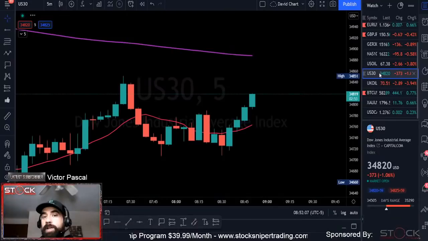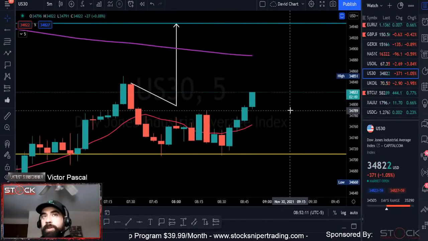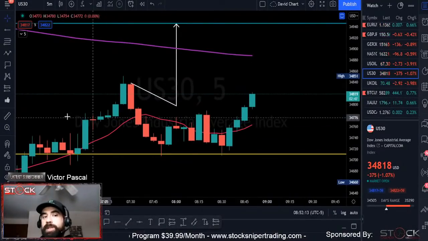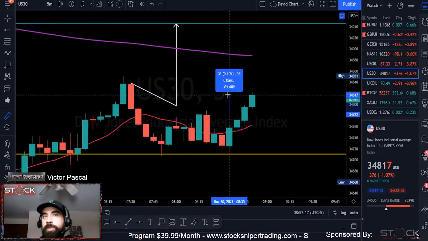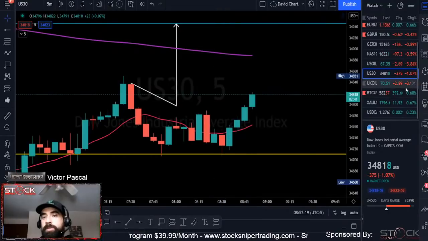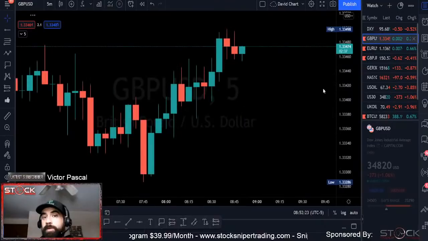The US 30, guys, you're welcome. Members, I told you to hold your trade. This thing is now running. Even if you got in from the neckline break, you're up about 30 pips. So there's one trade sent to the VIP group.